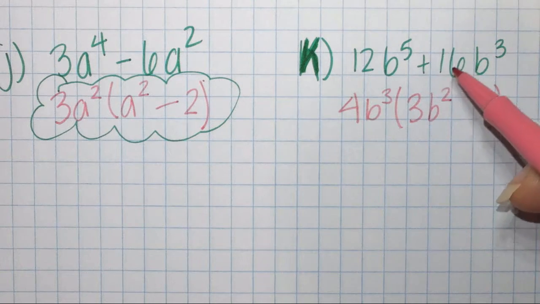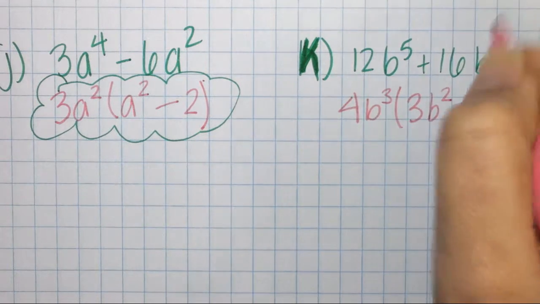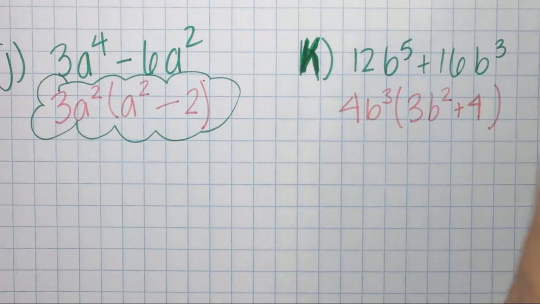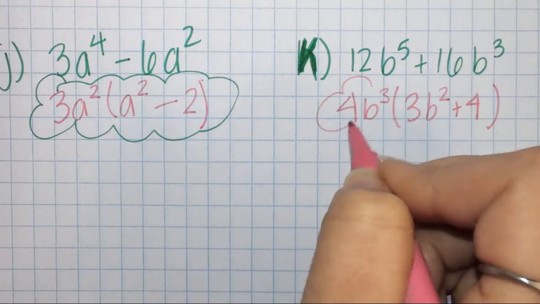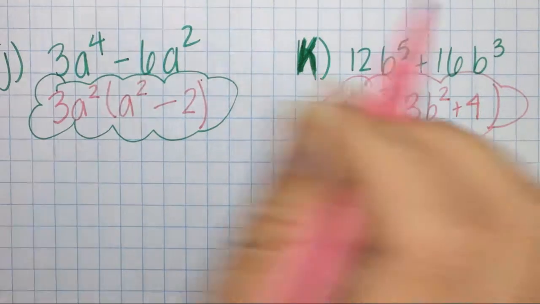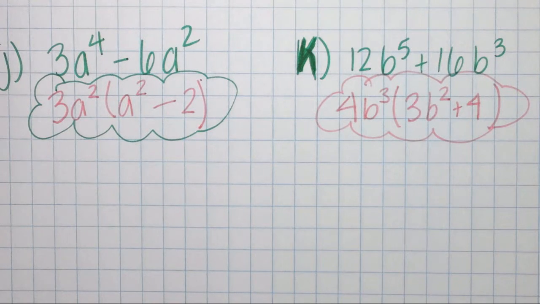Alright, 16 divided by 4 is? And if you have 3 B's and you take out 3, how many are left? None. Okay, now you're going to try one without me.